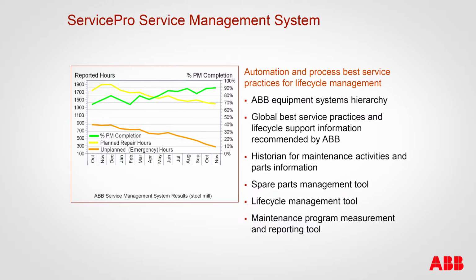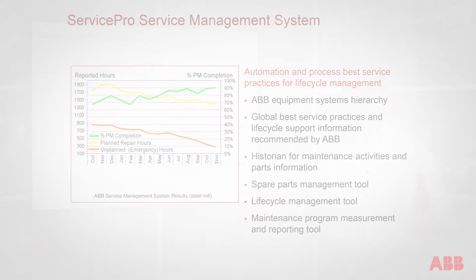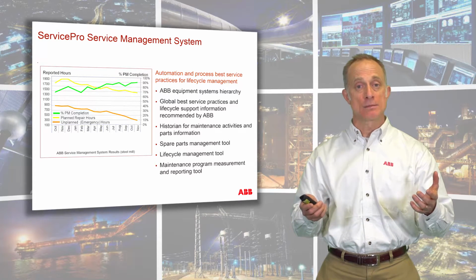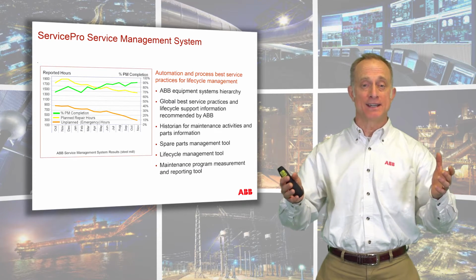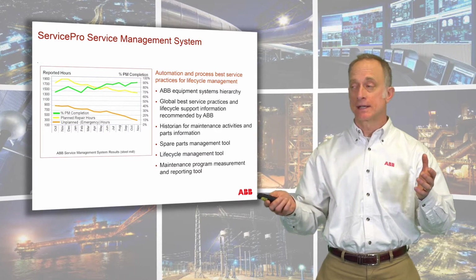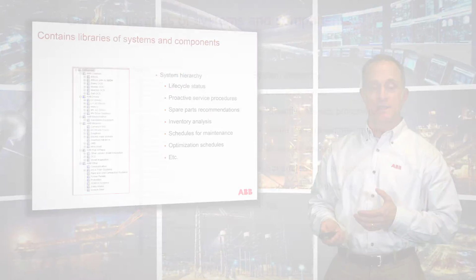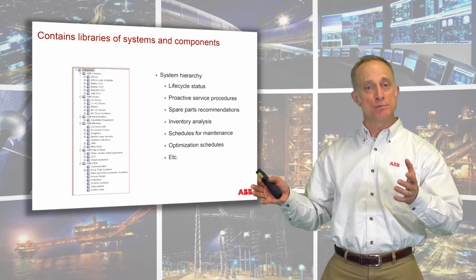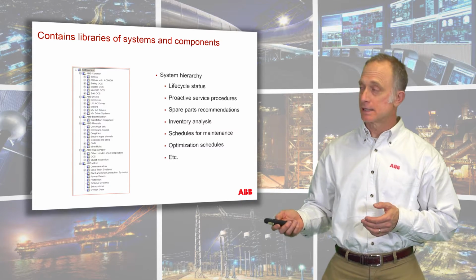Now, ABB has its own computerized maintenance management system for ABB equipment, and that's called ServicePro. ServicePro is uniquely designed for ABB use, for ABB equipment and processes, and it comes already with a hierarchy of systems and subsystems and components that you see here. It also comes with the preventive maintenance routines already embedded in there. So those things that we saw that are a result of a failure modes and effects analysis, many of those things are already embedded into ServicePro for many ABB asset classes.